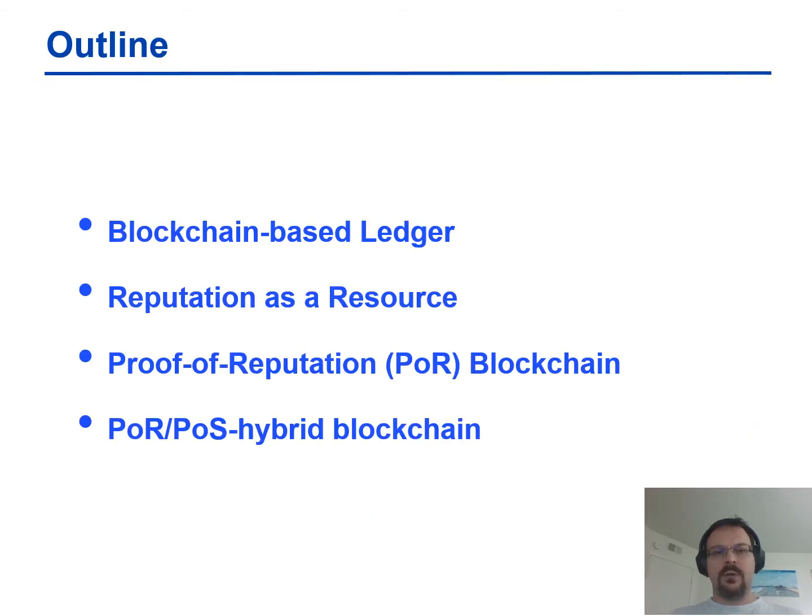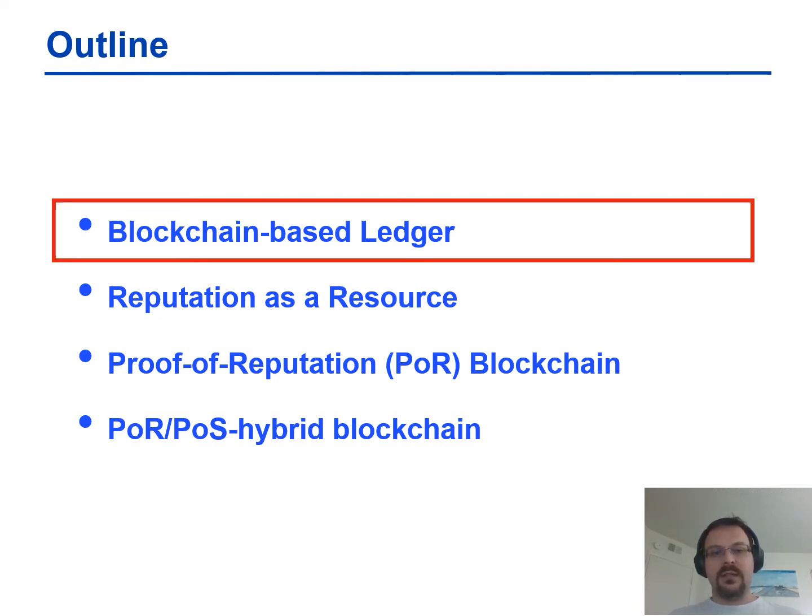So here is an outline of my talk. I will start with a very abstract discussion of what is a blockchain ledger and what is a blockchain ledger protocol. Then we'll discuss how we can use reputation as a resource. Then we focus on our construction of proof of reputation blockchain, and finally discuss how we address an inherent issue in reputation as a resource in our work by a backup proof of stake blockchain, or in general Nakamoto blockchain. So let me start with what is a blockchain-based ledger.